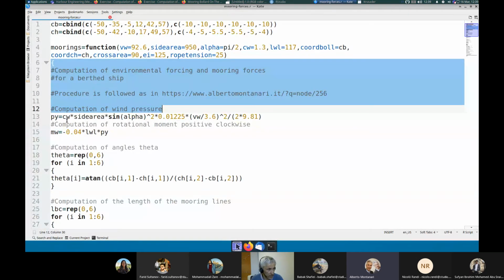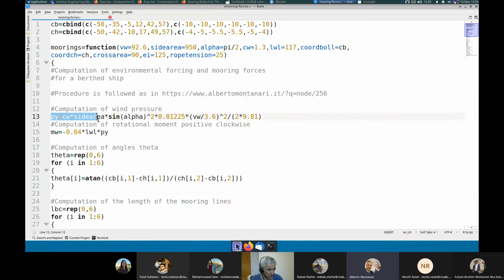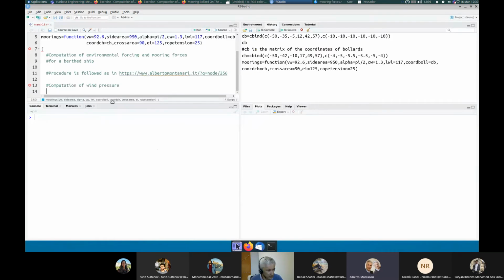So, computation of wind pressure, perfect. So this is the computation of wind pressure. Okay, copy, paste.